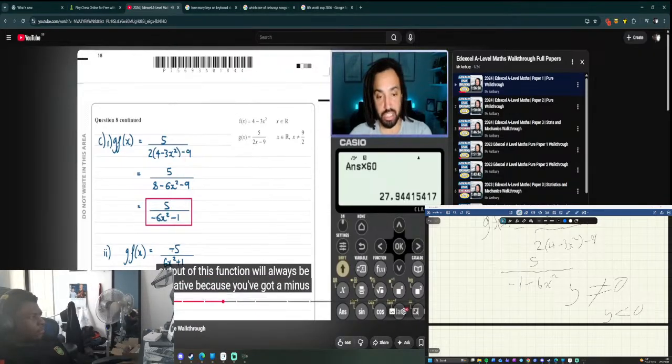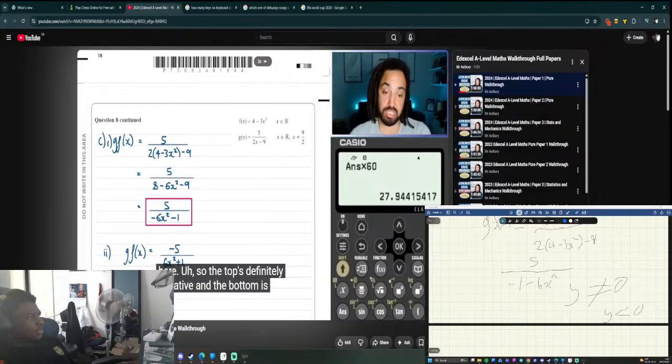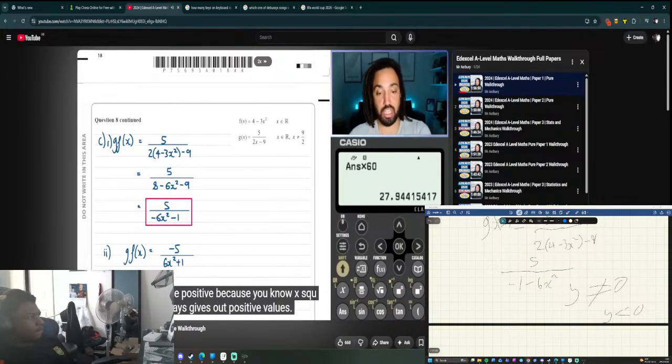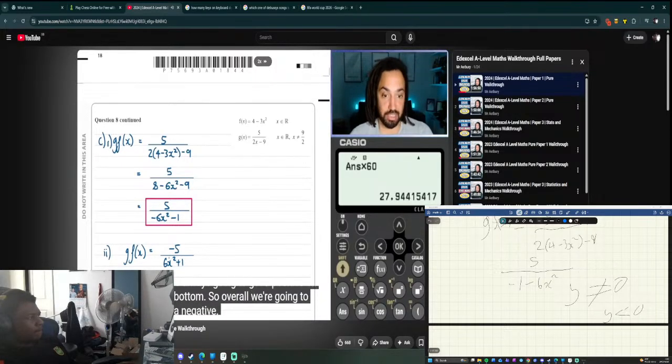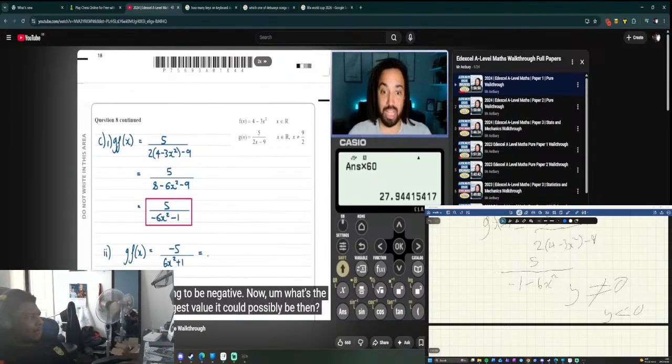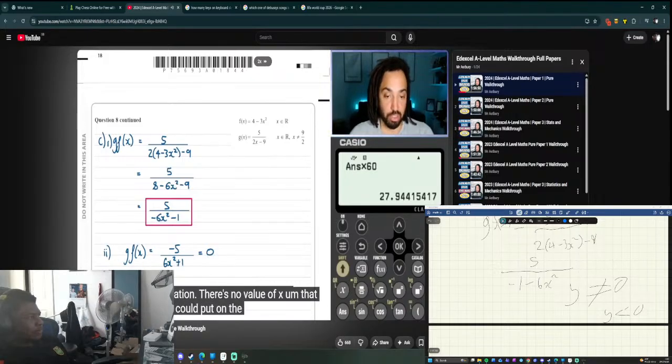Because you've got a minus here, so the top's definitely negative, and the bottom is always going to be positive, because x squared always gives out positive values, so overall we're going to get negative. Okay, so we know all of our values are going to be negative. Now, what's the biggest value it could possibly be then? Perhaps it could be 0. Well, no, it can't be 0. We can't solve this equation. There's no value of x that you can put at the bottom here that's going to make this give out 0. If you can't divide 5 or -5 by something and get 0, it just doesn't work.